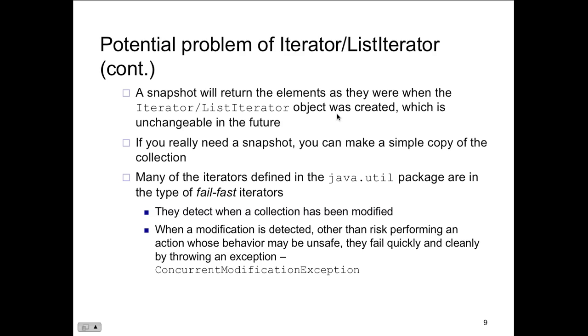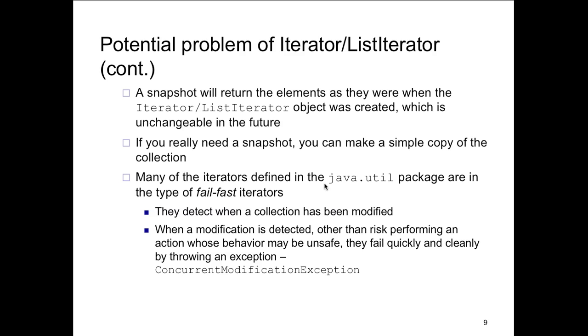It's kind of like, here's a list of 5 students. Create an iterator. Okay, we got 5. Oh, 2 more added to class. We really have 7 in the list, but the iterator only sees 5 because at the time of the creation of the object, it only had 5. We've lost 2. Well, we didn't lose 2. It's just the iterator needs to be recreated. So we use the iterator with a completely non-changing list that we have. So if you really need a snapshot, you can make a simple copy of the collection.